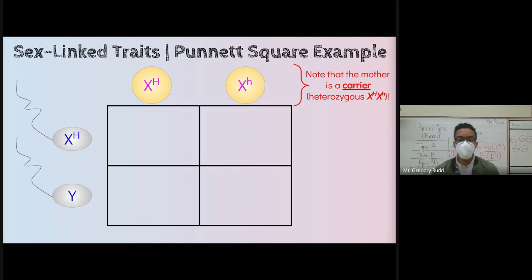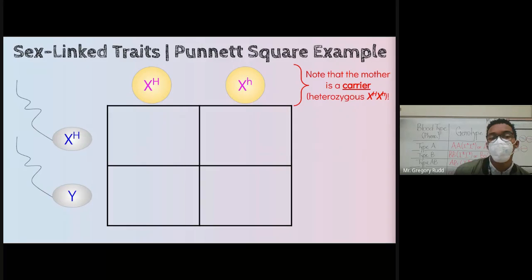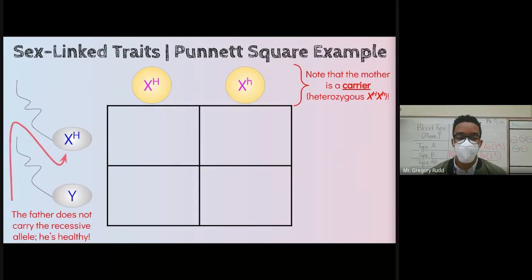Okay, and do we know anything about the father? Is there anything we should point out about him? Yes, he's homozygous dominant. So that means that he does not have the allele. He doesn't have hemophilia. He's healthy. So he doesn't have any chance of passing on hemophilia. The mother, however, does. So let's take a look at this Punnett square.